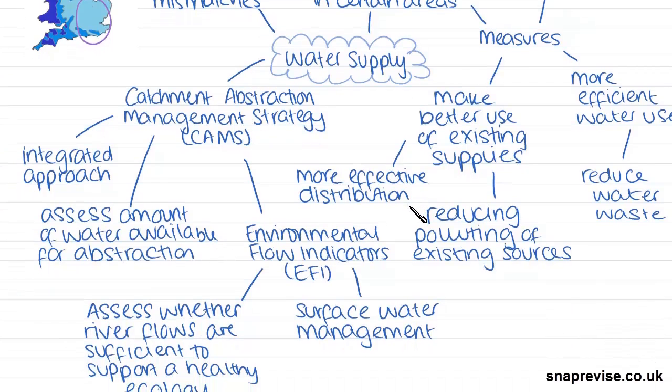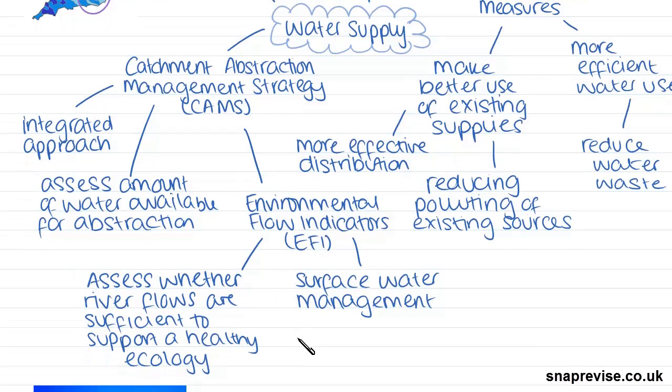So along with this, environmental flow indicators are used to assess whether the river flows are sufficient to support a healthy ecology, and also surface water management can best be achieved by storage to even out temporal differences in supply, or even by diversion and interbasin transfers, which are some techniques we're going to look at later on in the video to even out spatial inequalities in water resources.